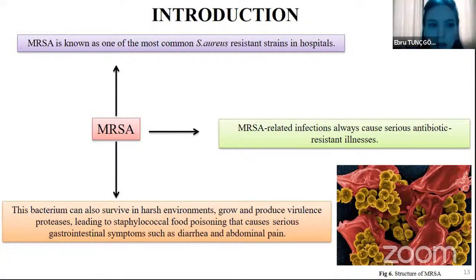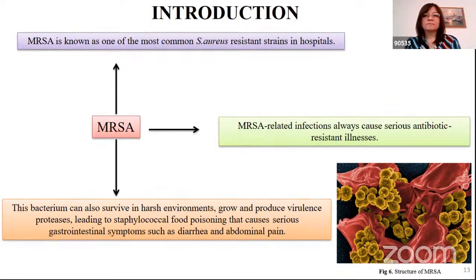MRSA-related infections always cause serious antibiotic-resistant illnesses. This bacterium can also survive in harsh environments, grow and produce virulent proteases, leading to staphylococcal food poisoning that causes serious gastrointestinal symptoms such as diarrhea and abdominal pain.